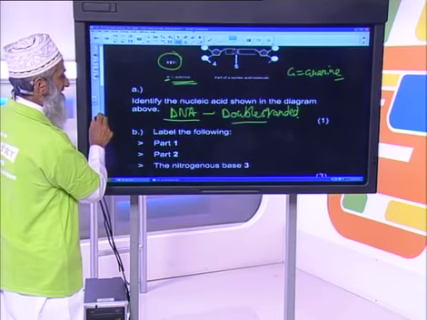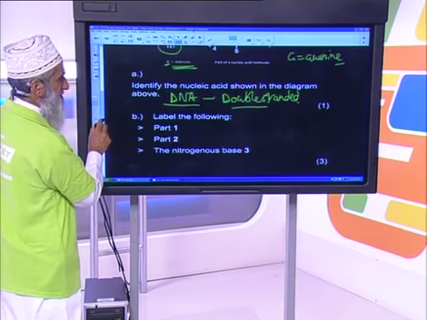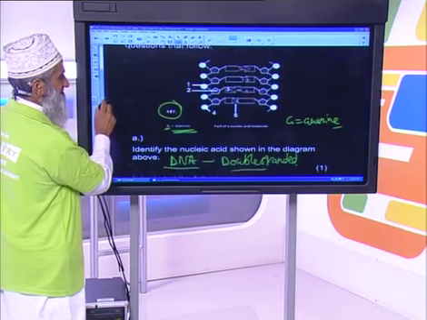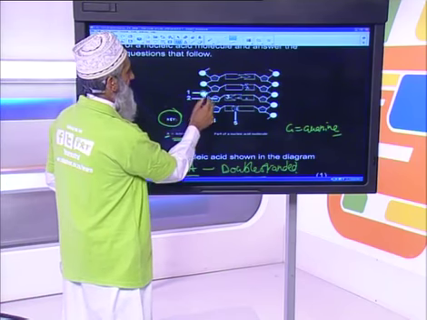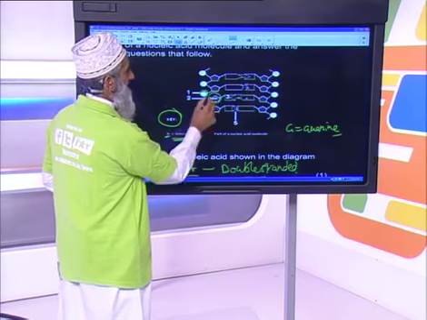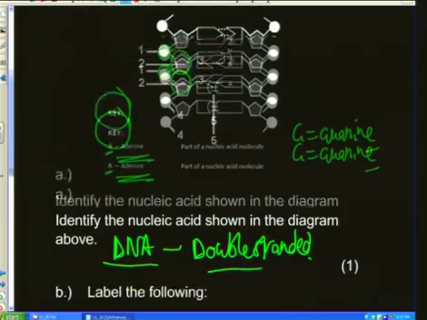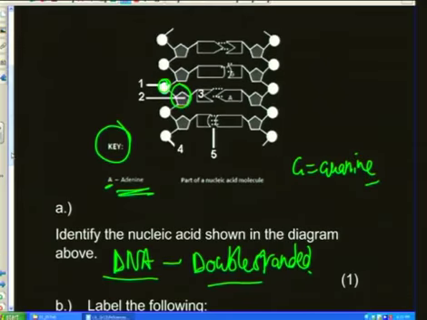Now they're saying label the following: part 1, part 2, and nitrogenous base 3. So part 1 is pointing to this one here, part 2 to that one there, and then they ask you for nitrogenous base number 3 there. Easy stuff. We do it on the diagram. So part 1 is the round one. Remember the outermost part of this structure, the backbone, the side bones there, would be phosphate.